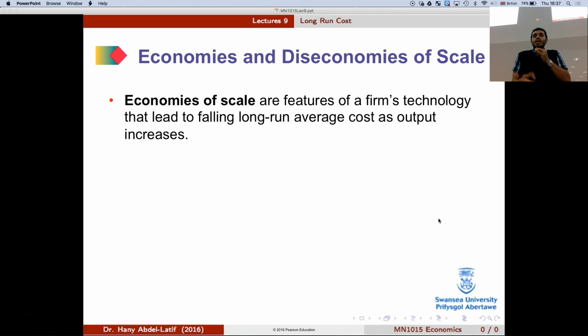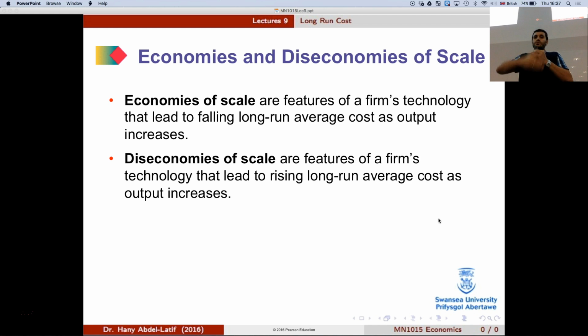So economies of scale is a feature of firms' technology that leads to a falling long run average cost curve as output increases. So when you increase output, you see what happened? The first part of the long run average cost curve is decreasing. The second part is when you increase the output, the average cost in the long run will increase. This is called diseconomies of scale.